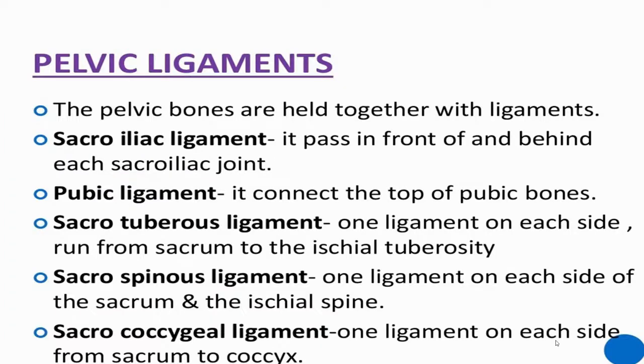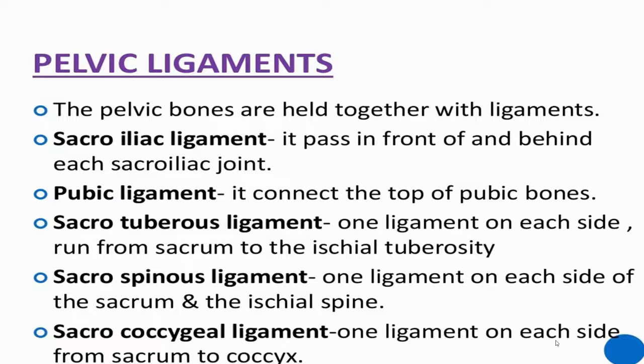Now we'll see the pelvic ligaments. The pelvic bones are held together with ligaments. Sacroiliac ligaments pass in front of and behind each sacroiliac joint. The pubic ligament connects the top of the pubic bones.